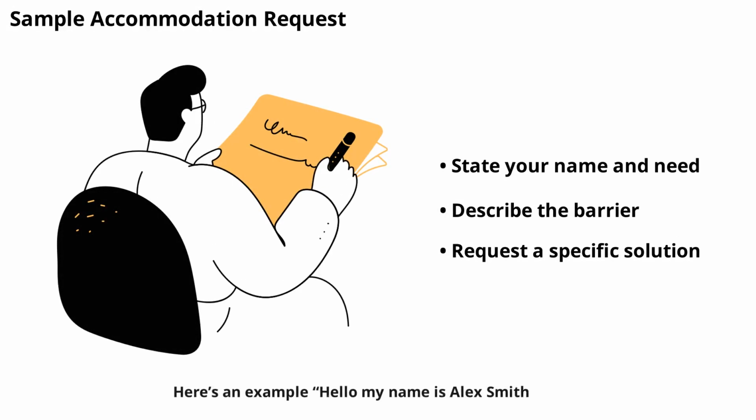Here's an example. "Hello, my name is Alex Smith. I have a mobility impairment and use a wheelchair. I am unable to access the second floor of your building because there is no elevator. I am requesting that meetings I need to attend be held on the first floor or that an accessible meeting space be provided." This sample shows how to clearly state your needs without unnecessary detail.